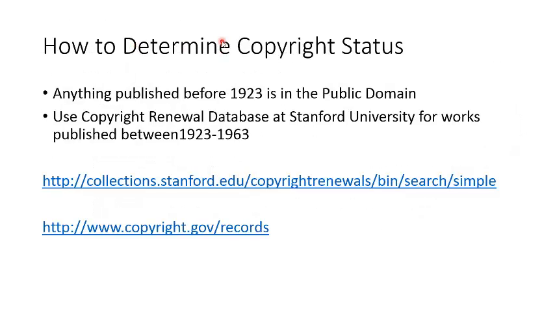Now, how to determine copyright status? As we have already indicated, anything published before 1923, or as my granddaddy used to say, 19 and 23, is in the public domain. You can go to the Copyright Renewal Database at Stanford University for works published between 1923 and 1963. So let's go over there right now.